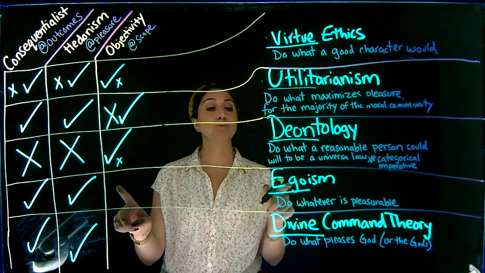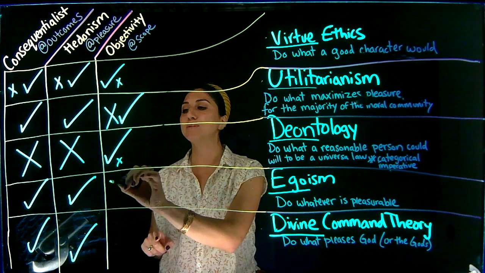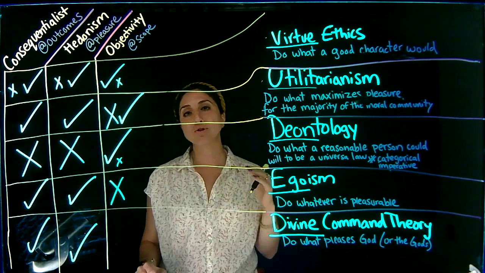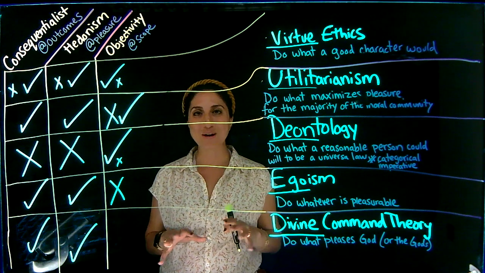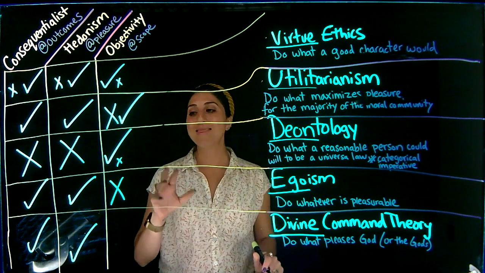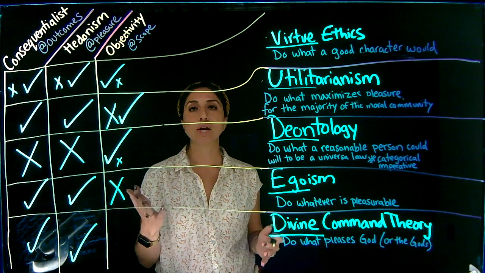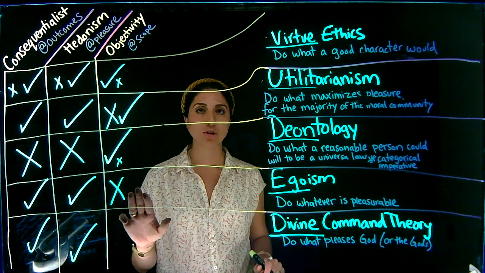Is egoism objective? Absolutely not. You can change your mind about what pleases you. The community can change their mind about what pleases the community, and then what is good to do would also change. So absolutely not objective.